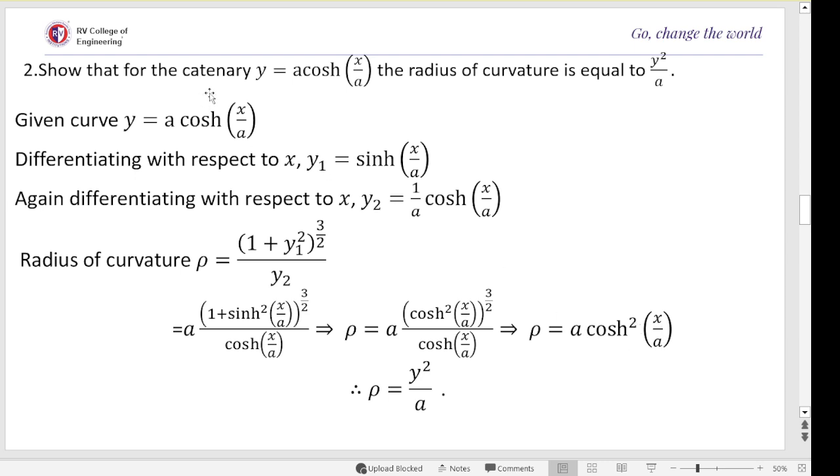But from the given curve, cos h (x by a) you can write as y by a. So cos h square (x by a) will give you y square by a square. Substitute that in rho. Rho equal to a into y square by a square. So one a will cancel. So we'll get rho equal to y square by a. Hence the result. So we get radius of curvature is equal to y square by a.